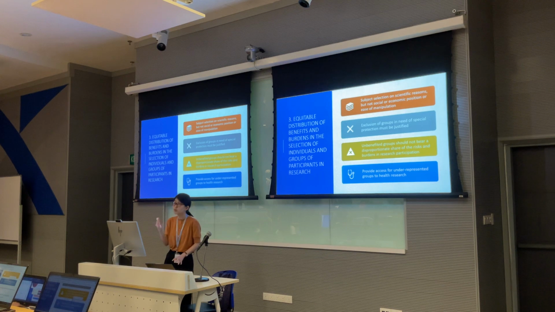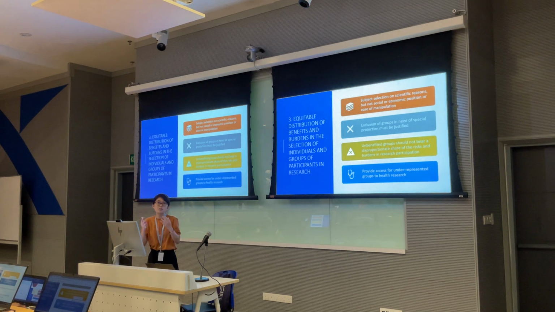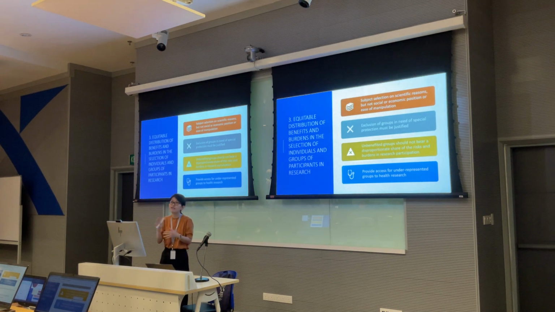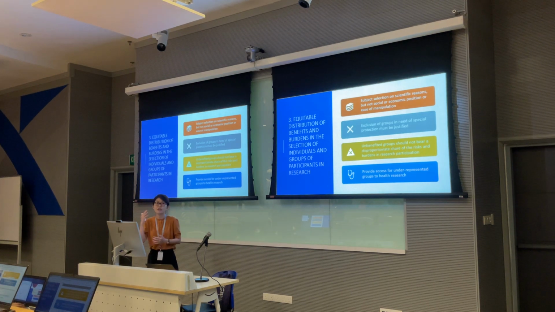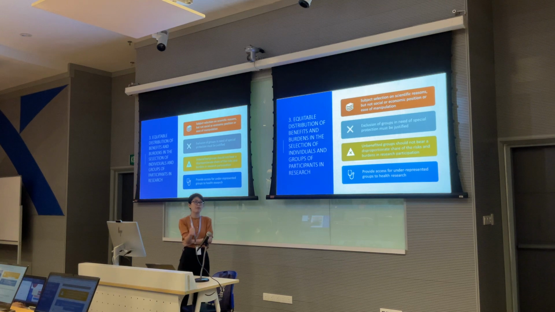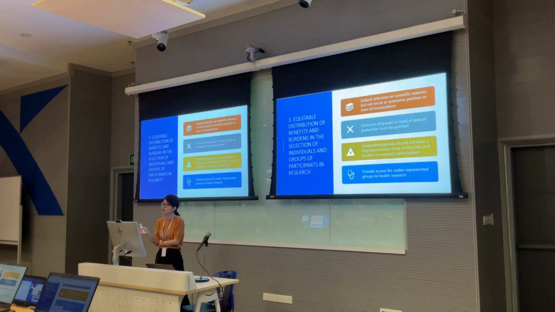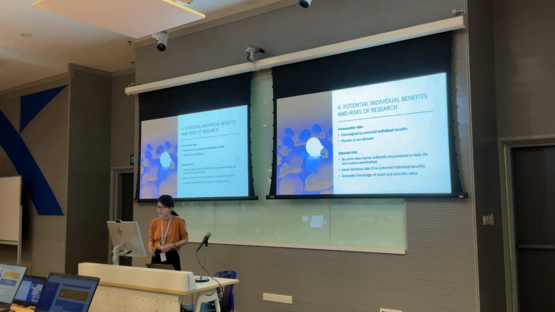Try not to exclude them, because this will create some disparity in your result. Try to include them randomly, even though you know that some of them have a communication barrier. They cannot understand you, they cannot speak your language, but try to include as widely as possible.